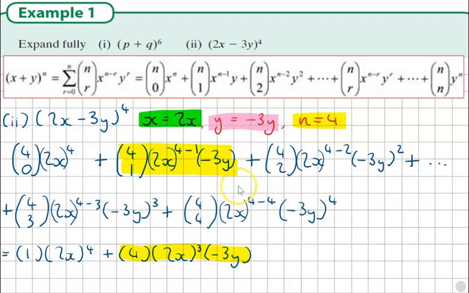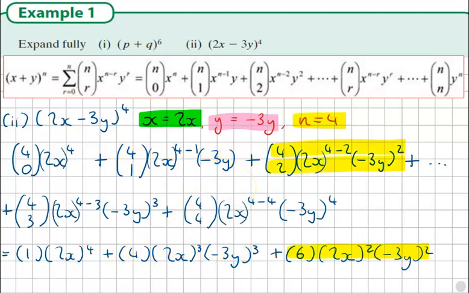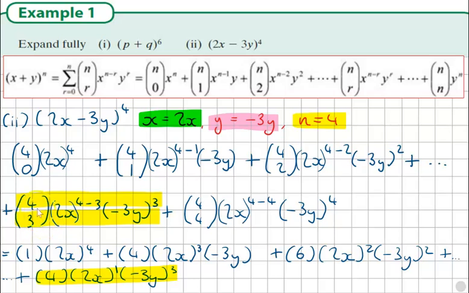So next we have 4 choose 2, which gives us 6. Then (2x) to the power of 4 minus 2 is going to be (2x) to the power of 2. And then we bring down the (minus 3y) to the power of 2. Next we have 4 choose 3, which is 4. And then (2x) to the power of 4 minus 3 is (2x) to the power of 1. And we bring down the (minus 3y) to the power of 3.